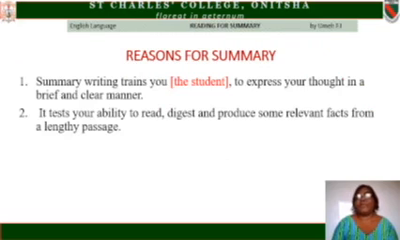Reasons for summary, that is the reason why we study or learn summary. Summary writing trains you, the student, to express your thoughts in a brief and clear manner. Number 2, it tests your ability to read, digest, and produce some relevant facts from a lengthy passage.